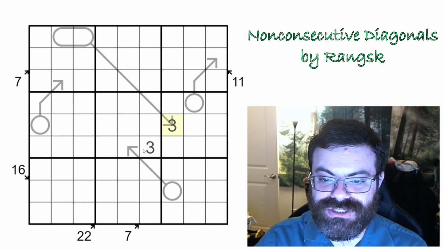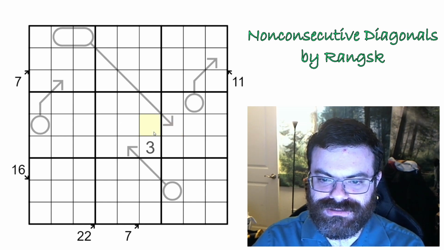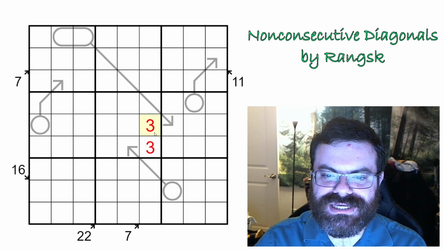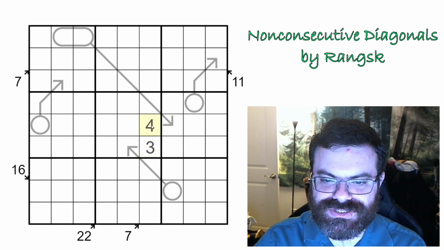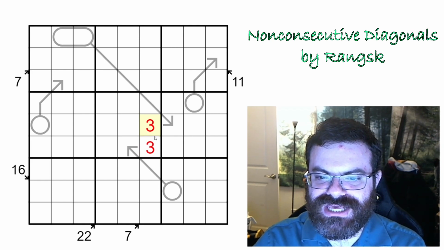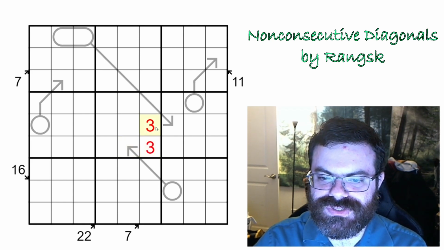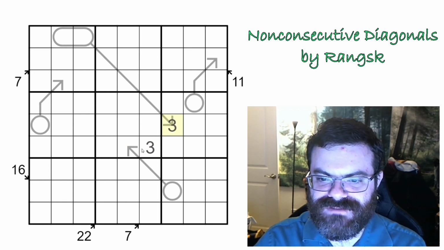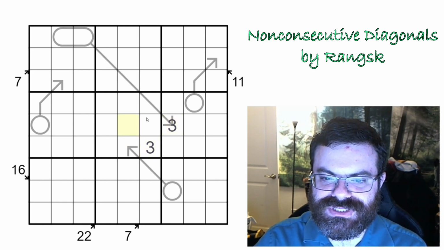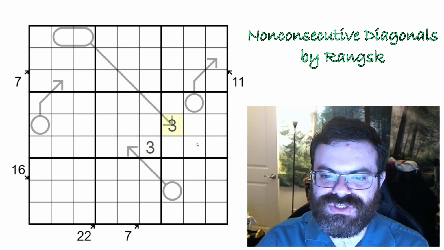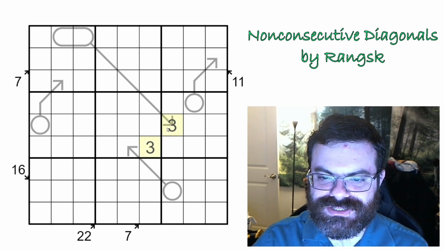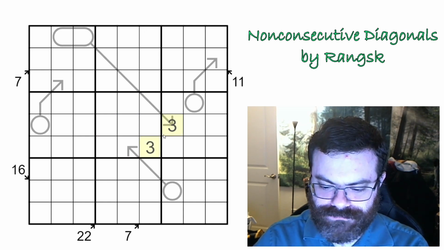So don't get confused, because normally in the standard non-consecutive where it's adjacent digits, you obviously can't be 3 because of normal Sudoku rules, but diagonals don't get affected by normal Sudoku rules unless you're in the same box. So in this case, 3, 3 is absolutely fine.